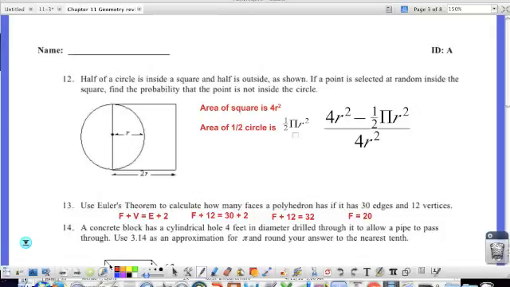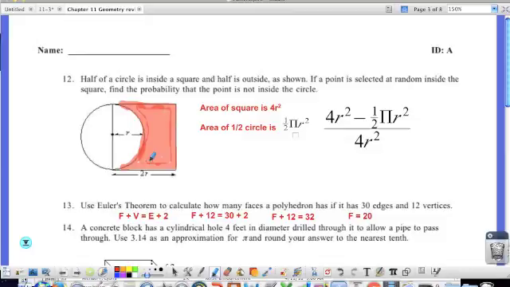So for instance, in this problem we have a circle and we have a square, and basically half of the circle is inside the square. We want to find the probability of finding a point not in the circle. So basically we want the area of this red sector compared to the area of the total square. And since we don't have numbers, we would find areas as if we had numbers.